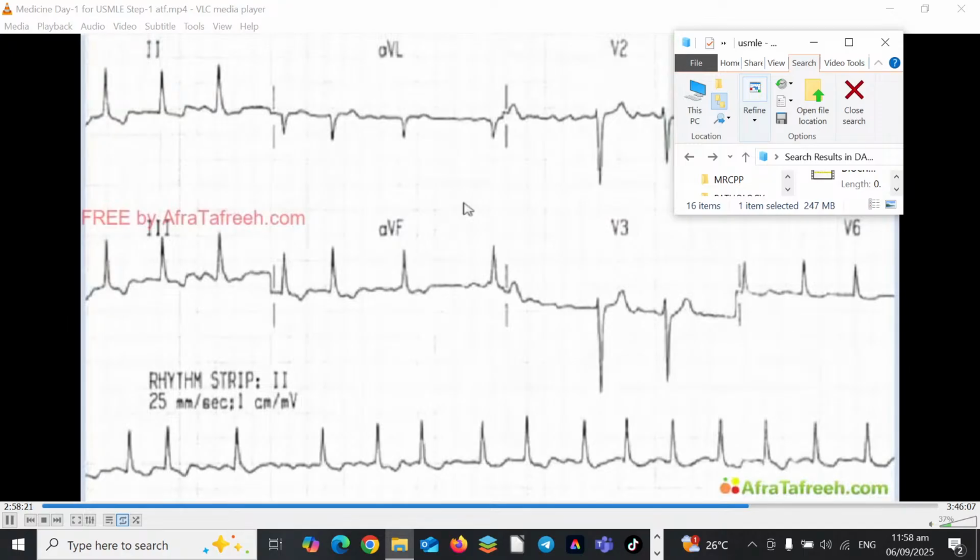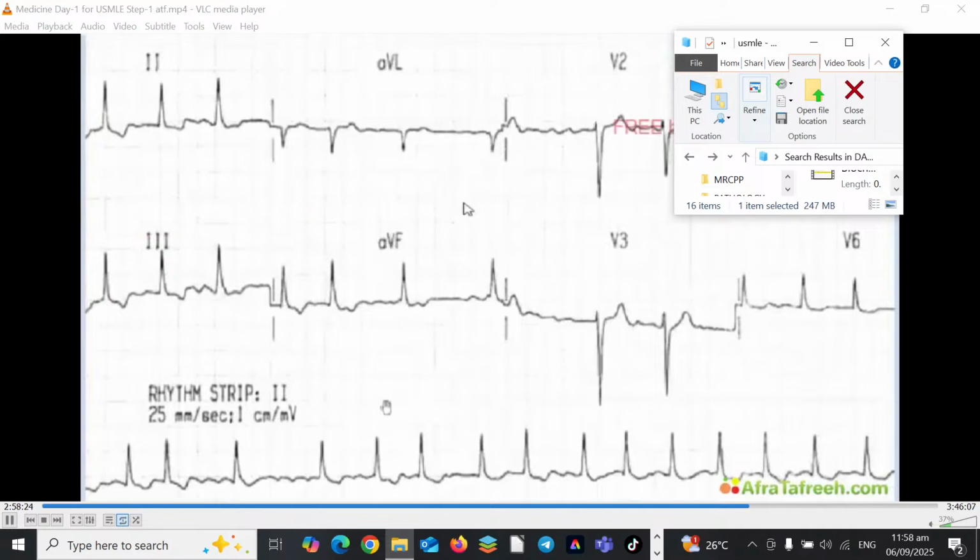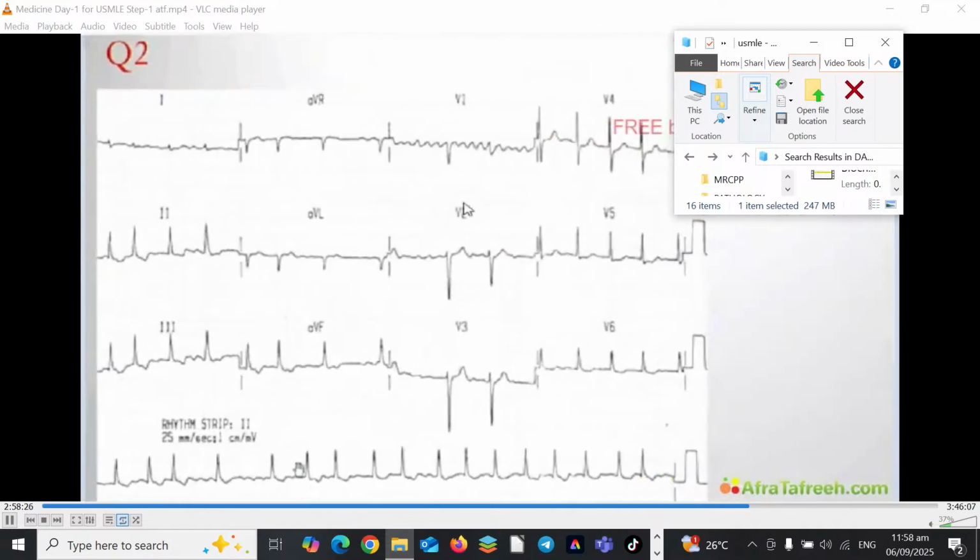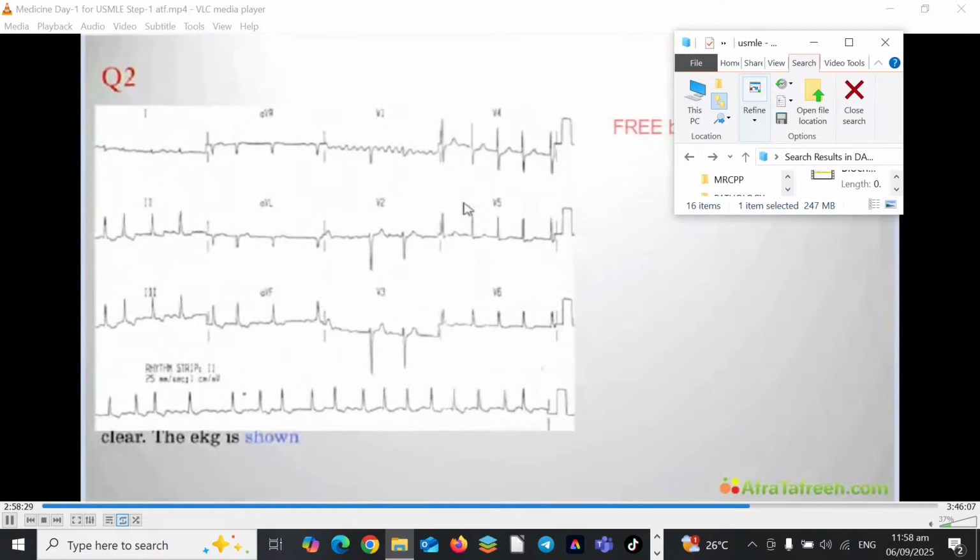Which are these waves which are present here? These waves. Do you see those wavy things? There are lots and lots of P waves. Can you see a lot of P waves?